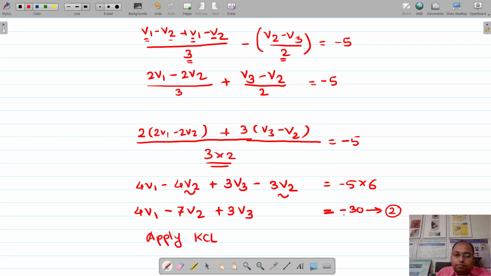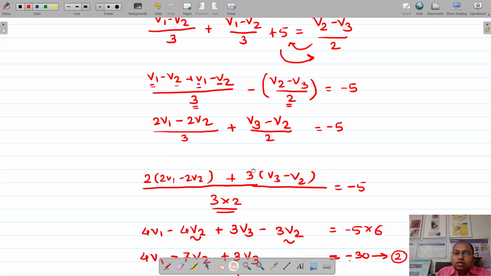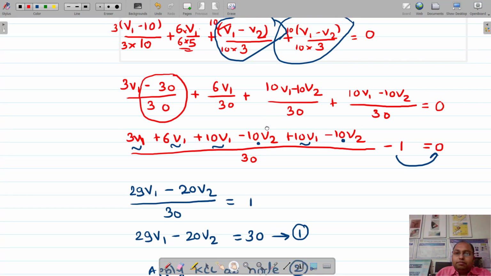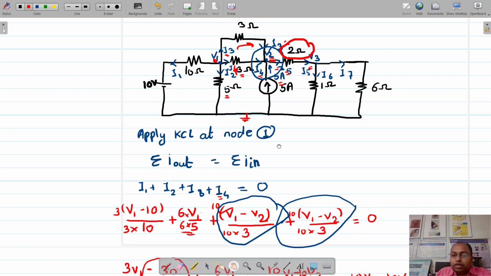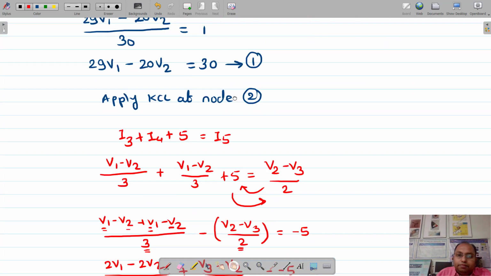Now let us apply KCL at node 3. We get... Okay, so let us again concentrate on the circuit diagram. Now I5 plus I6, no sorry, I5 is equal to I6 plus I7, because I5 is the incoming current and I6 and I7 are outgoing currents, right? So let us write it.